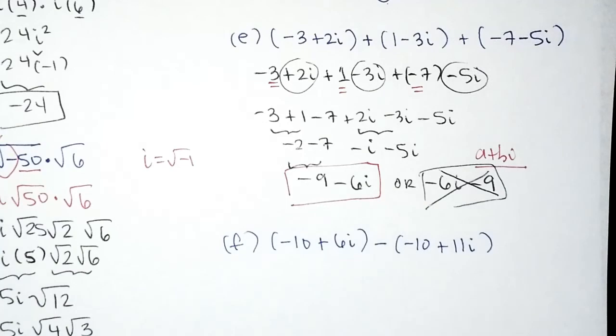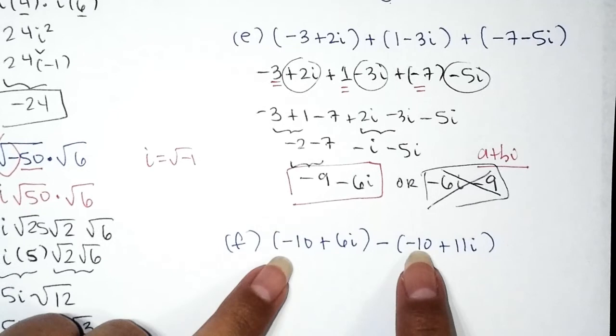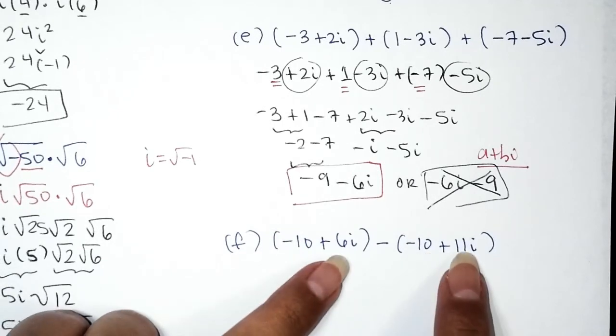So we have two complex numbers separated by a subtraction sign. The question is, how do we subtract complex numbers? Well, it's going to be the same speech. We're going to subtract the real parts, and then we're going to subtract the pure imaginary parts.